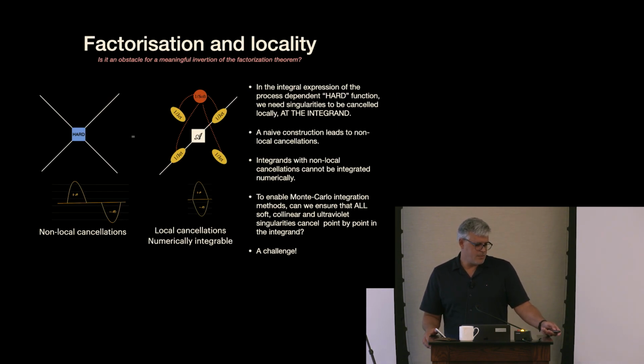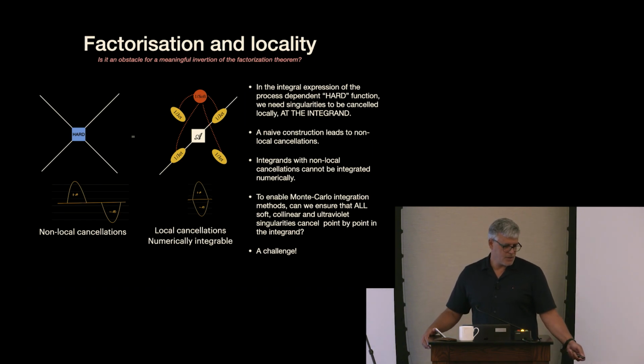But what is the problem? Well, when we do this inversion, we have to be very careful, okay? Because yes, this blue hard part will be finite in 4 dimensions, but it may not be finite for a Monte Carlo integration. Why is that? This is because the cancellations may not happen what we call locally. So if you have a big plus infinity in one part of your integration domain and a minus infinity in another part of your integration domain, you have achieved nothing, okay?